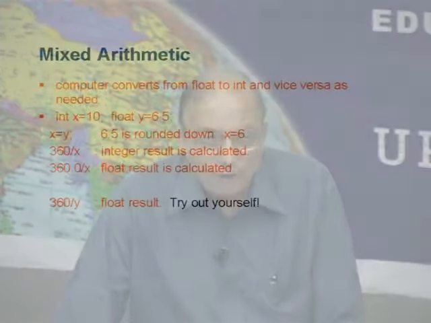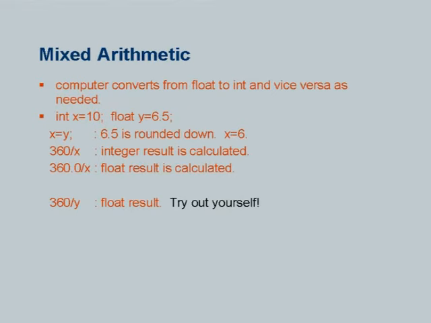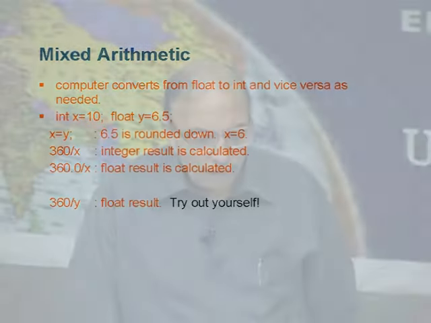For example, if we have defined int x equal to 10 and float y equal to 6.5, then operation x equal to y will result in 6.5 to be rounded down, which means x will be given 6. It is useful to indicate that while the location for y had the capability to contain a fractional number in a floating point representation, the location for x being defined as int can store only integer type values. And therefore x is equal to y will result in rounding off.